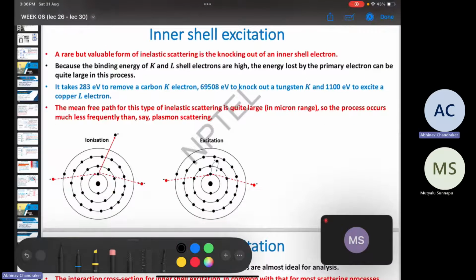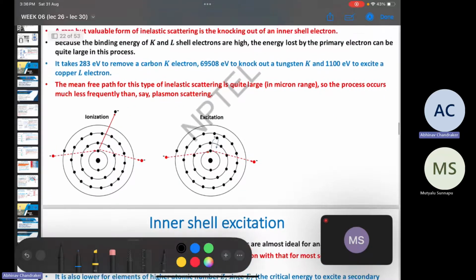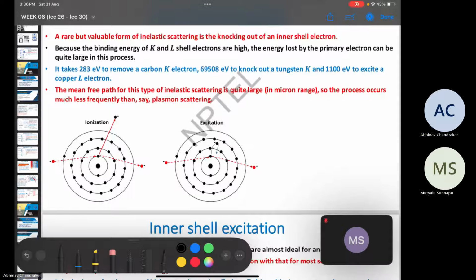Then we have inertial excitation. In case the incoming electron knocks out the electron from the inner shell, that is the K or L shell, then the atom gets excited because it has one electron less, so it's in an excited state of high potential energy.